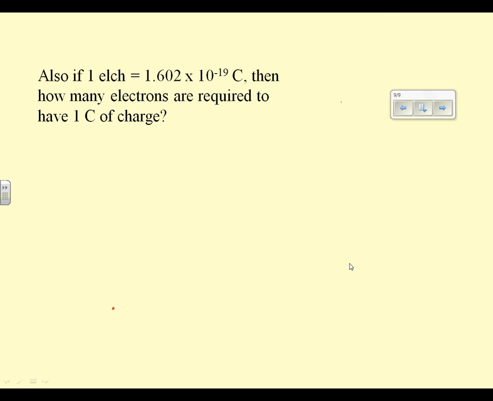You need to be able to convert from elementary charges to coulombs. So if the question is, if 1 electron has 1.602 times 10 to the minus 19 coulombs, how many electrons are required to have 1 coulomb of charge? How big of a box of electrons do you need to get 1 coulomb of charge?